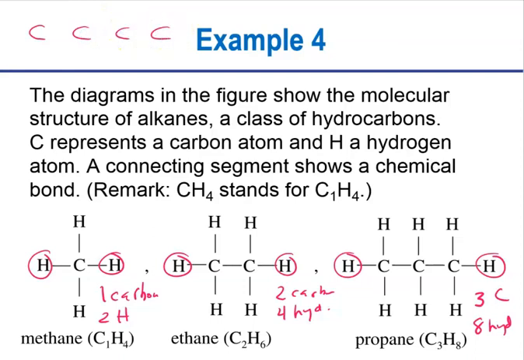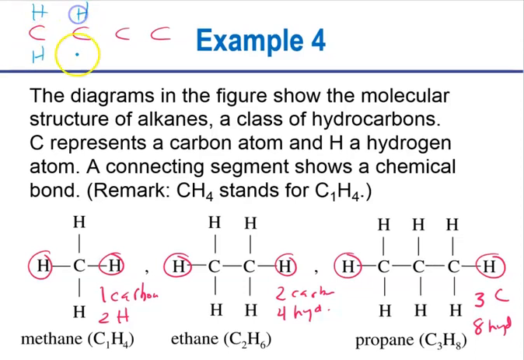Let's make my hydrogen a different color. Then we have an H on top, H on bottom, H on top, H on bottom, H on top, H on bottom. There we go. So 4 times 2 is 8 of them. But then you have to add those 2 end guys. So it's double the number of carbons plus 2.